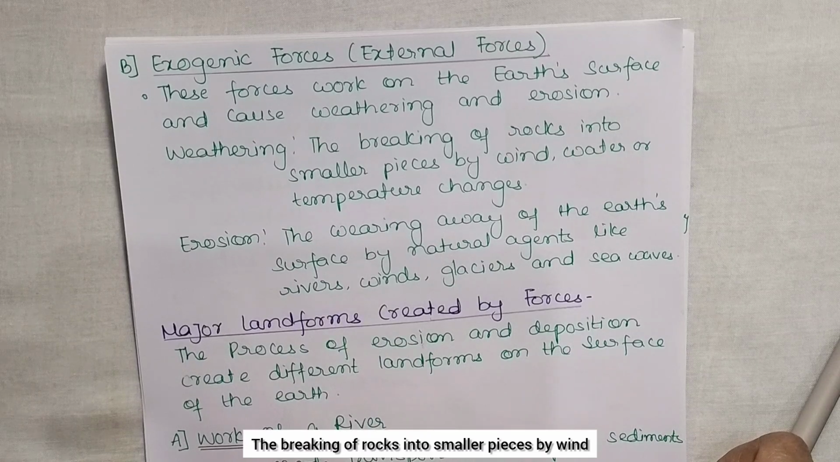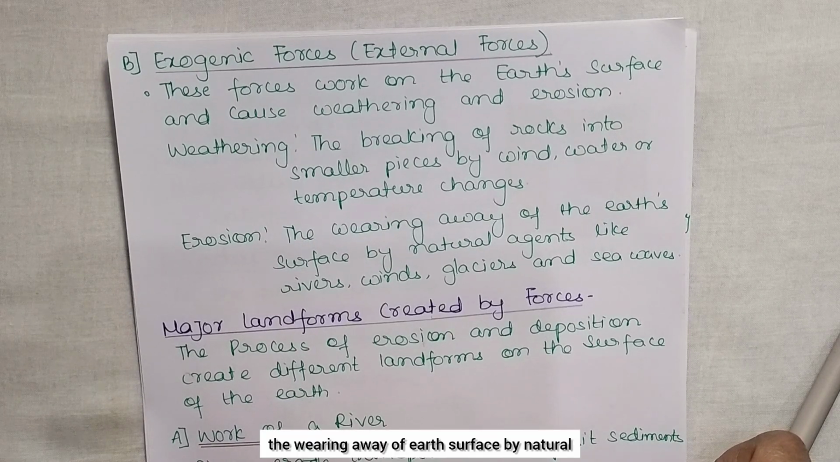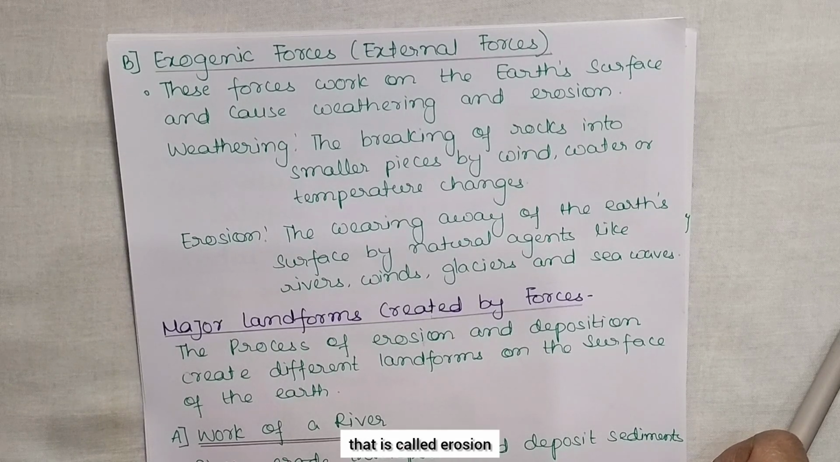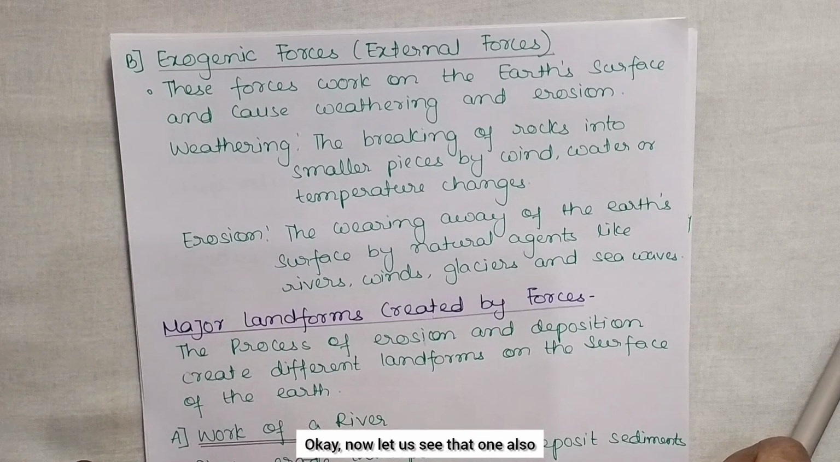The breaking of rocks into smaller pieces by wind, water or temperature is called weathering. And erosion, the wearing away of the earth's surface by natural agents like the river, wind, glaciers and sea waves, that is called erosion. Now due to this weathering and erosion, we will find some major landforms are created. Okay, now let us see that one also.